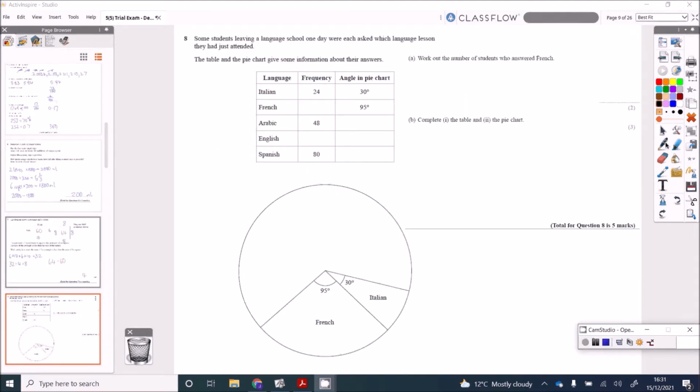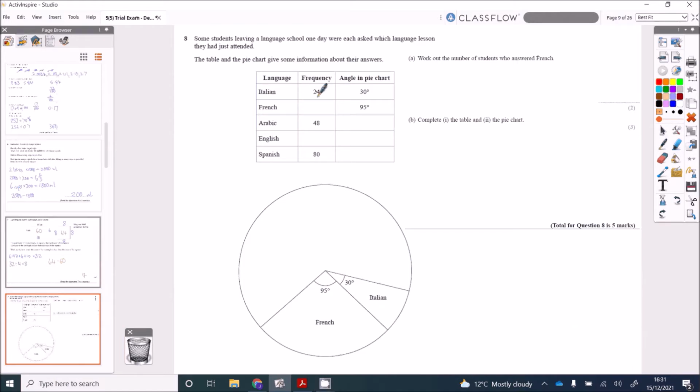Okay, question 8. So, some students leave a language school one day, and are asked which language lesson they had just attended. The table gives you some information. Now, what we need to do, we need to break the code. How do we go from frequency to degrees and backwards? Well, the Italian information is the one we need.